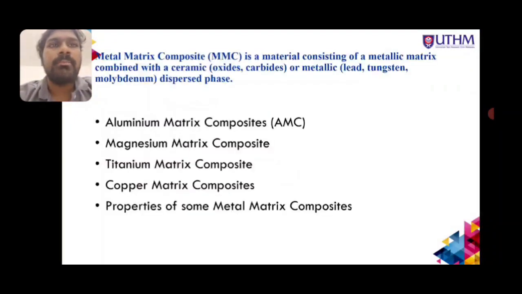A metal matrix composite consists of a metallic matrix combined with a ceramic, such as oxides, carbides, or metallics like lead, tungsten, and molybdenum dispersoids. These include aluminum matrix composites, magnesium matrix composites, titanium matrix composites, and copper matrix composites. Properties of some metal matrix composites.